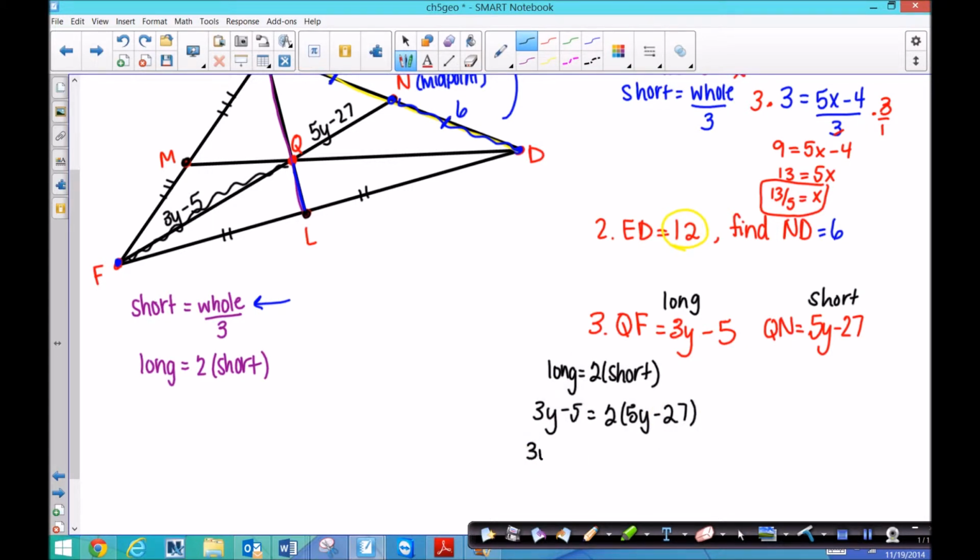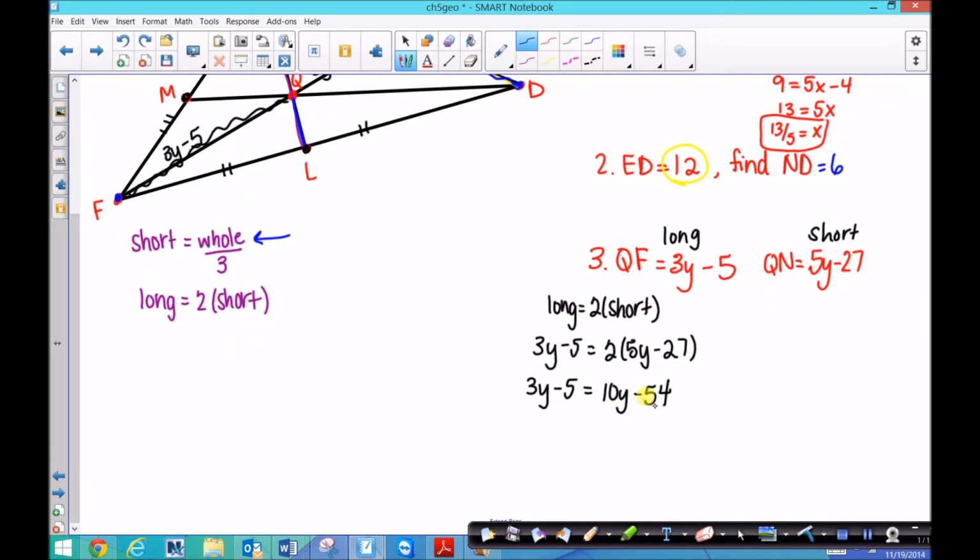And when we work this out, we have 3y minus 5 equals 10y minus 27 times 2, which is 54. And so we continue to work out this problem, and we could add 54 to both sides and also subtract 3y. So that's going to leave us with 49 and 7y. So y is equal to 7.